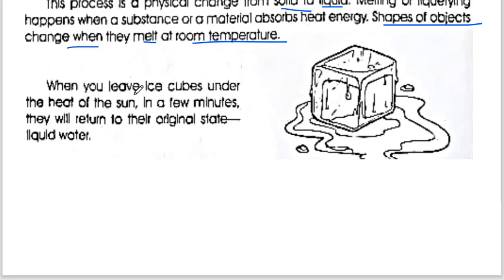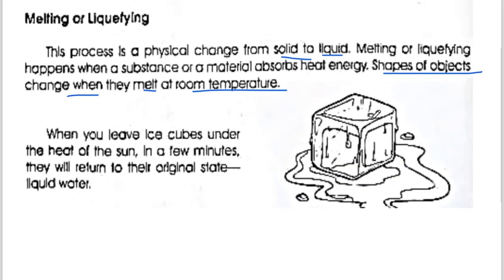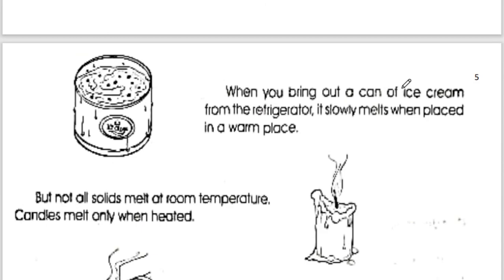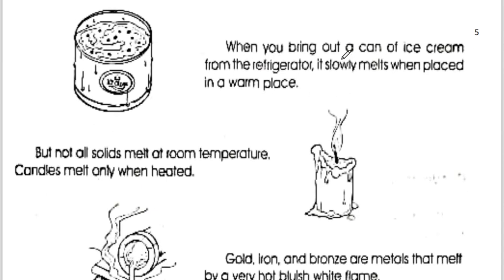Okay? When you leave ice cubes under the heat of the sun, in a few minutes they will return to their original state, liquid water. Okay, so that's it. Another thing is when you bring out a can of ice cream from the refrigerator, it slowly melts when you place it in a warm place. So when the ice cream melts, it's still ice cream. The only change is the appearance, the physical form itself.